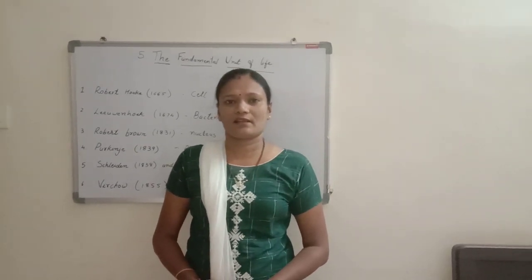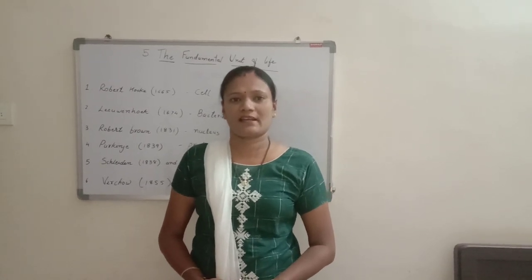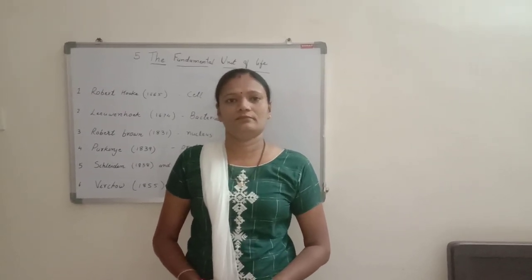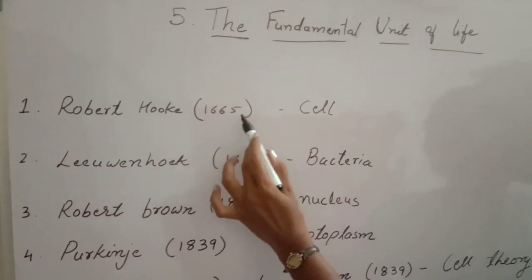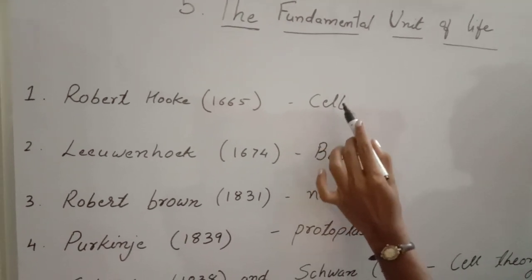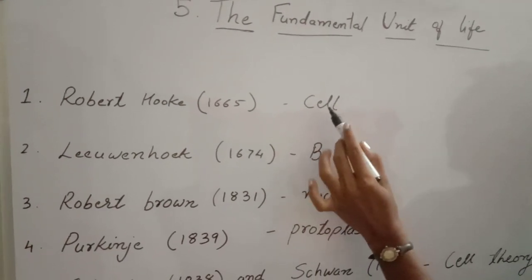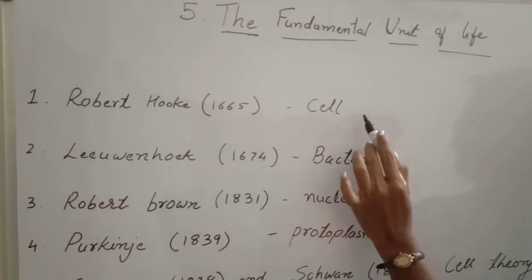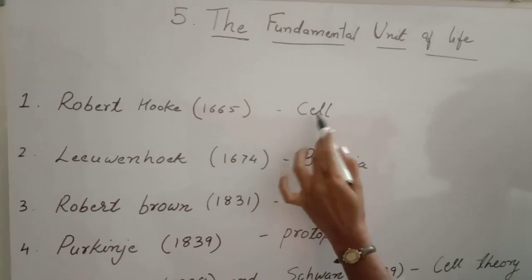But before understanding the cell, let us understand the concepts given by scientists about the cell. First, Robert Hooke. In 1665, he discovered the term cell. He observed the cell under a primitive microscope, that means the microscope was not well developed. It was designed by himself only. And he had seen the cell for the first time, so he discovered the cell.